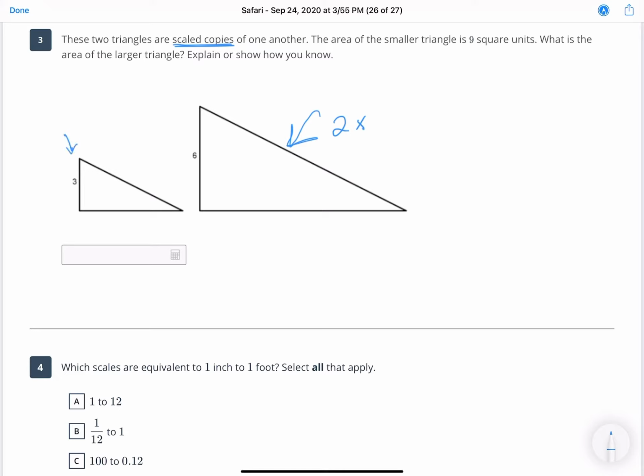So if this area is 9, it looks like the area was 3 times 3. Well, I want to do the same thing with the larger one. I want to do 6 times 6, and it should be 36. And since we're talking about area, it should be squared units. Okay, that one wasn't too hard, but it should have been 36 squared units.